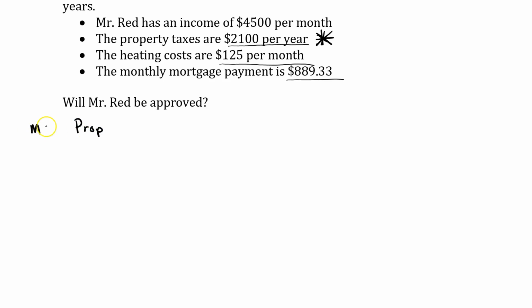So for property taxes monthly, we take the $2,100 and we divide it by 12, and we get $175 per month on property taxes.